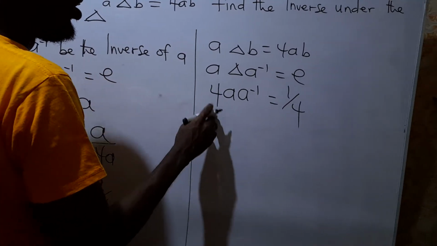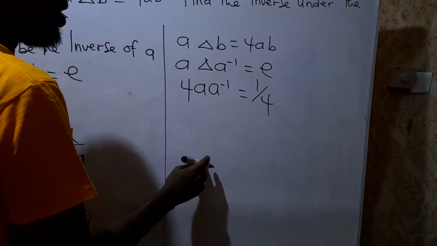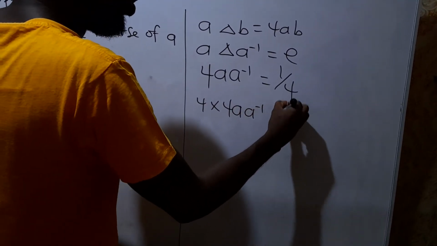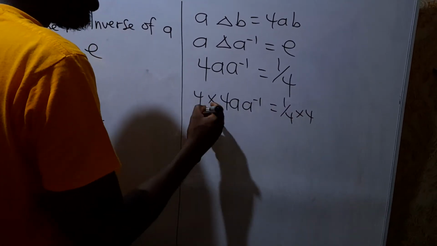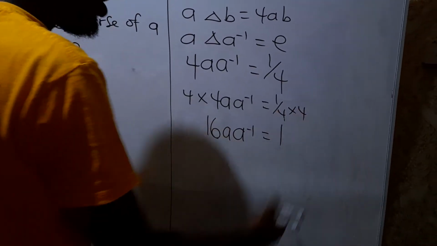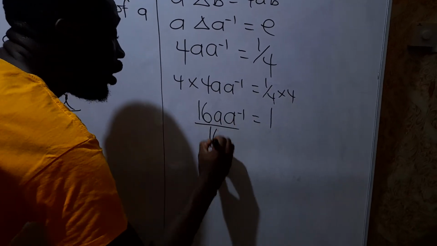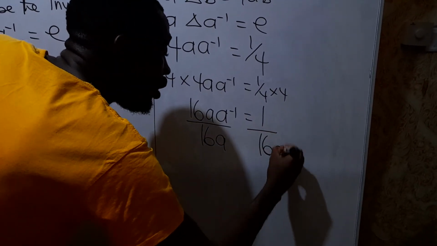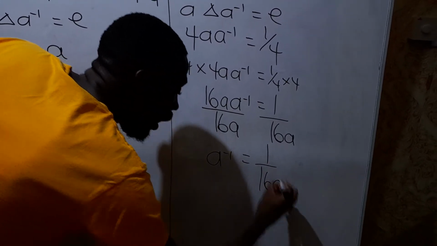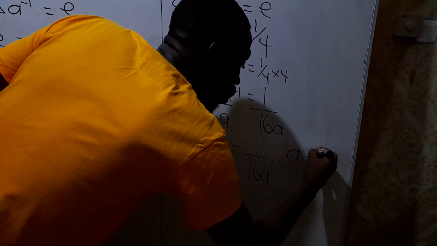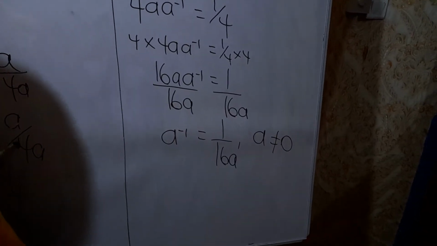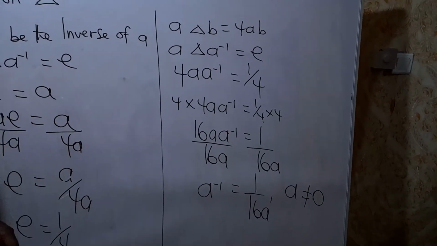So we multiply through by 4 to remove this fraction. So we can say 4 times 4A inverse will equal 1/4 times 4. So this will give us 16A inverse, and it will be equal to 1. Now we divide both sides by 16A. Our A inverse will just be 1/16A, where A is not equal to 0. When A is equal to 0, it will make this undefined. So the inverse element under the operation is 1/16A.